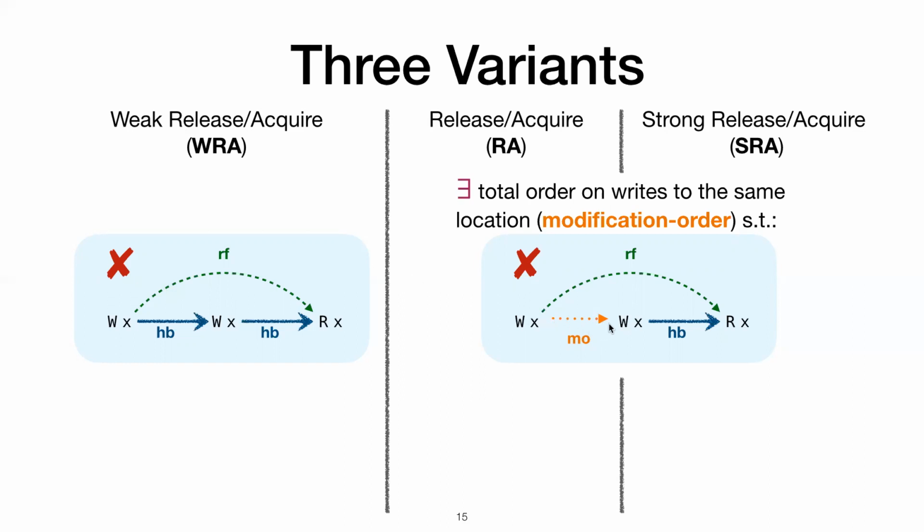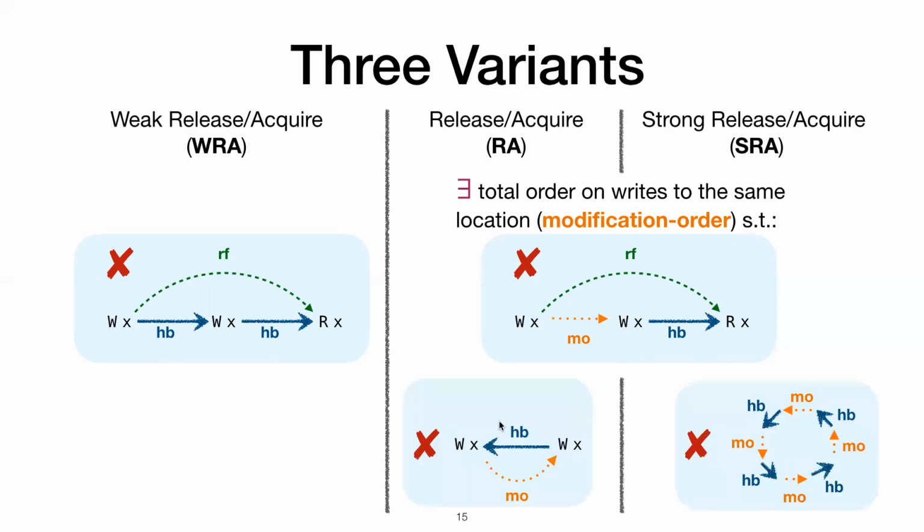Now we still need, in order for this model to be stronger, as I claimed, than this model, we still need modification order to match happens before. And there are 2 ways to interpret what it means. One of them is the release acquire option. It will simply say happens before cannot contradict modification order. So if happens before says that we go this way, then modification order, this existentially quantified relation, has to go also in the same way. And this will give you release acquire of C11.